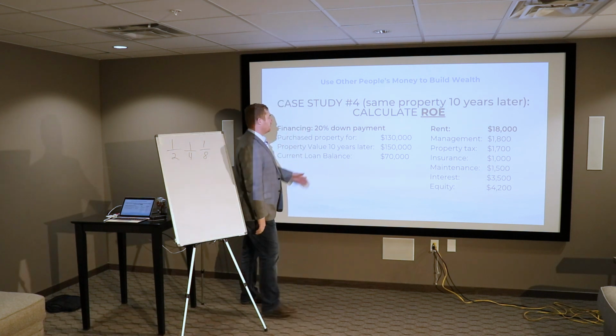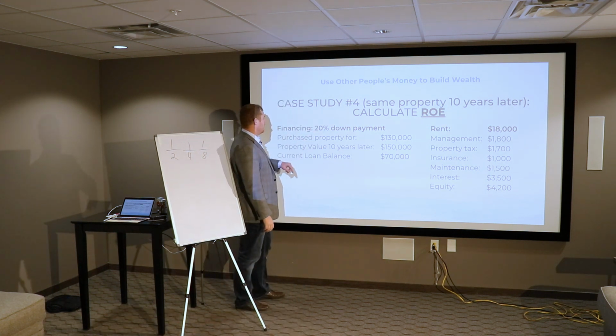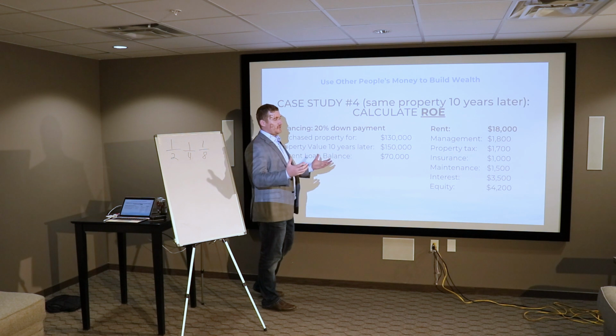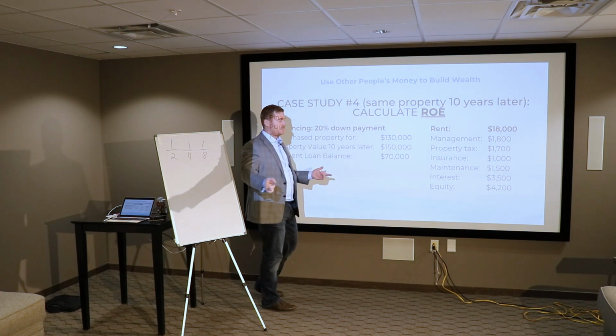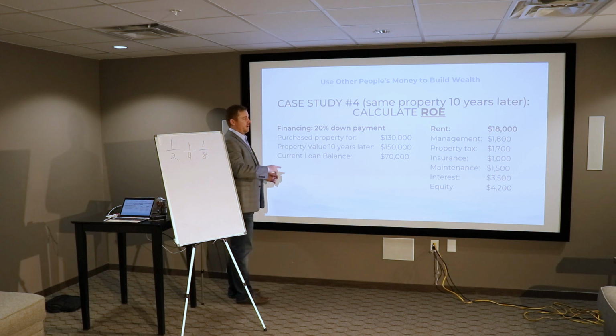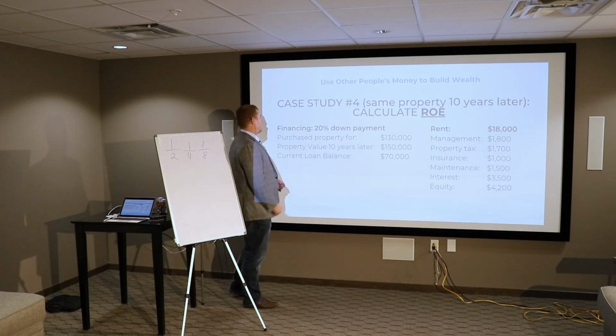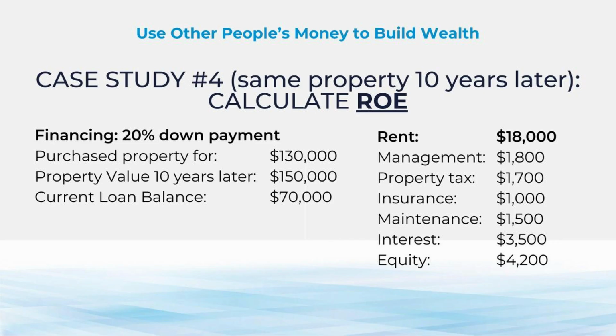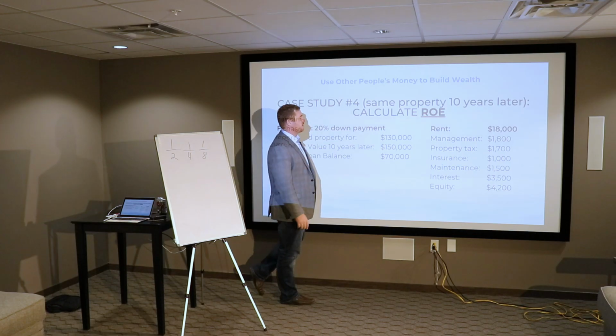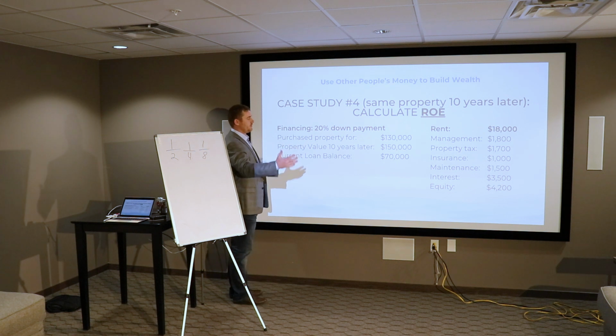So here's what it looks like. In this case, we're going to go with the 20% down model, because remember, ROE is going to be pretty much the same thing if we pay cash, it's going to be the same almost every single year. It's when we borrow money that ROE, our return on equity, becomes important. So in this case, we have 20% down payment for financing. The purchase price was exactly the same, but 10 years later, we've got some simple appreciation. It increased in value by $20,000 to $150,000.